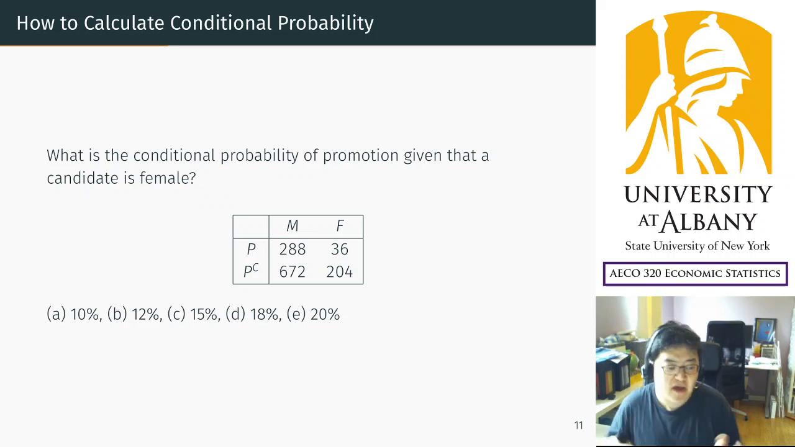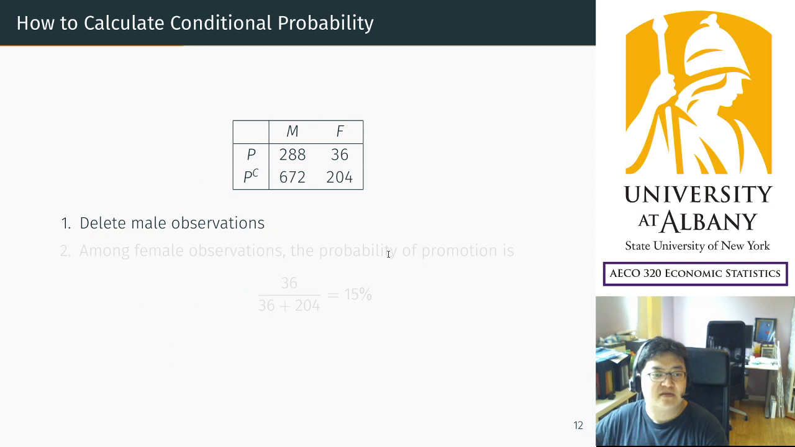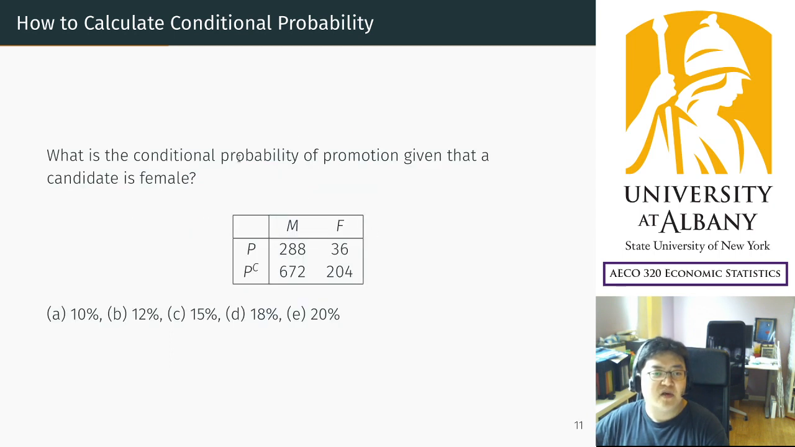Okay, have you tried this question? It's important, but it is not that difficult. So let's try this together. We are calculating the conditional probability of promotion given female. So female is the condition, and the main event of interest is promotion.